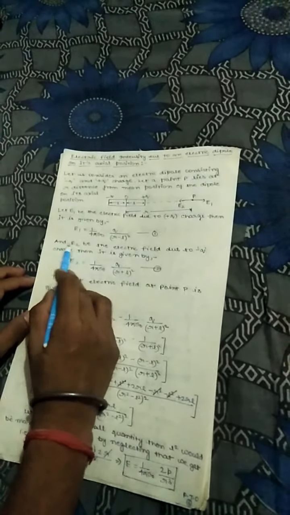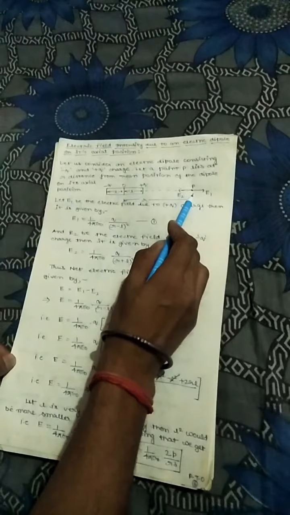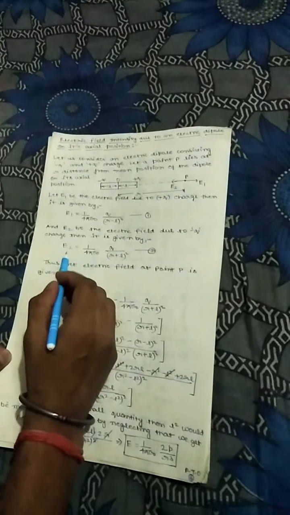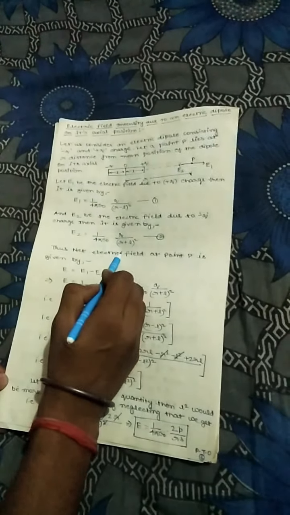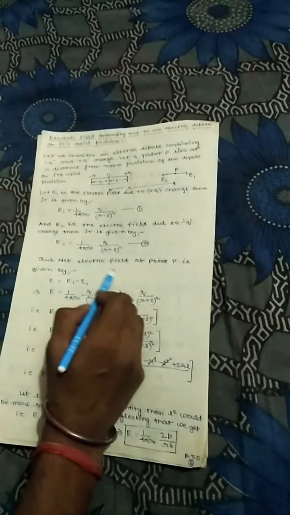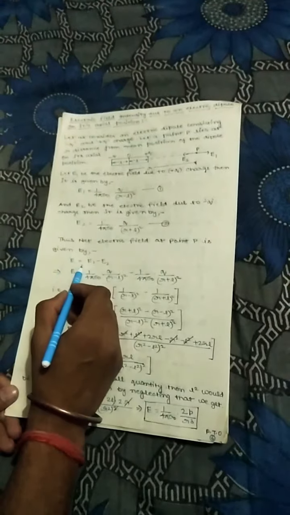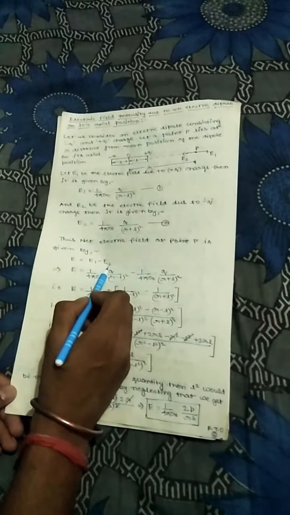Moving further, let E2 be the electric field due to the negative charge. From the negative q charge, the point P is lying at r plus L distance. So E2 is equal to 1 upon 4 pi epsilon naught q upon (r plus L) whole square. This can be considered as equation number 2. Thus the net electric field at point P is given by E is equal to E1 minus E2.